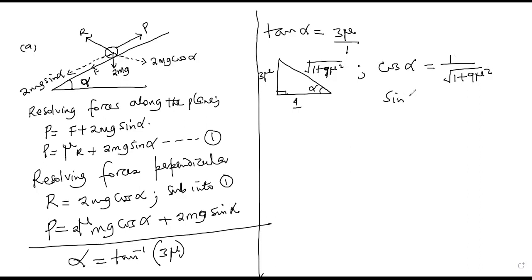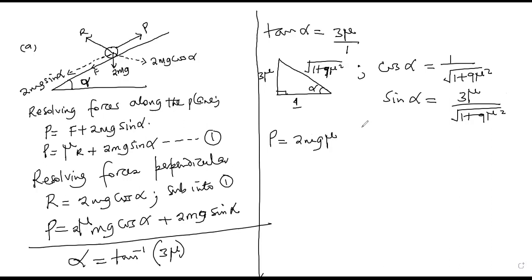And sine alpha is opposite over hypotenuse, which is 3 mu out of the square root of 1 plus 9 mu squared. Is it okay? Yes, it is okay. So if this is okay, then my P, I'm going to substitute directly here. It's going to be 2 mg mu.